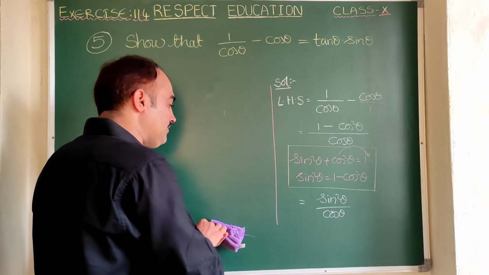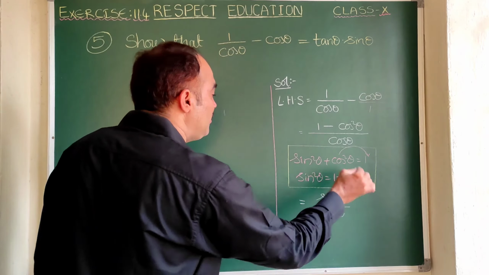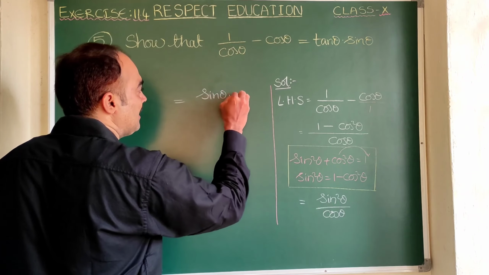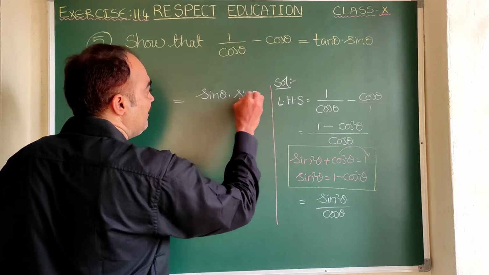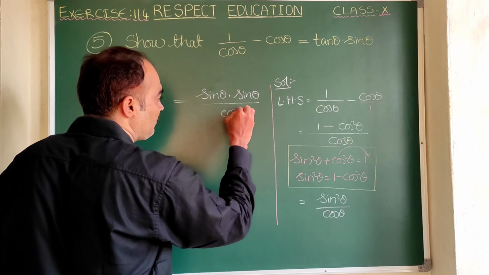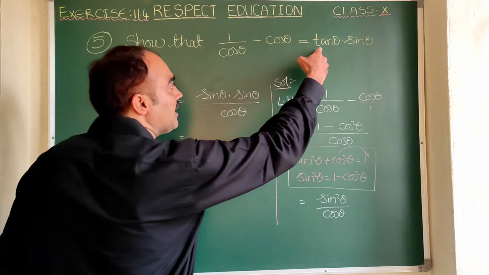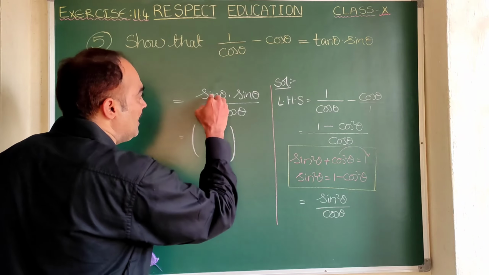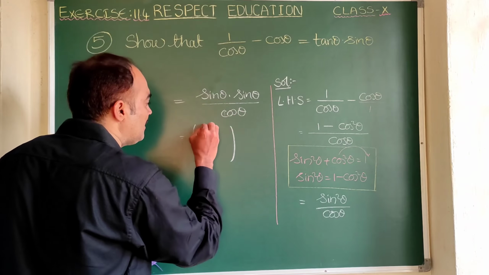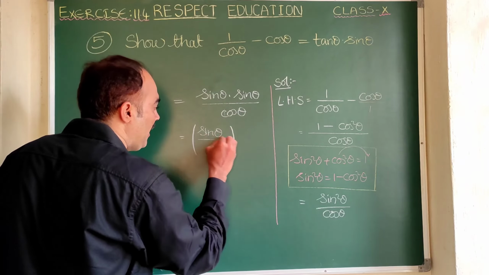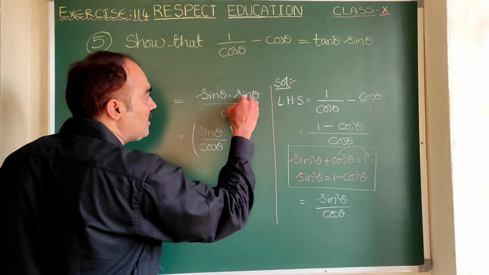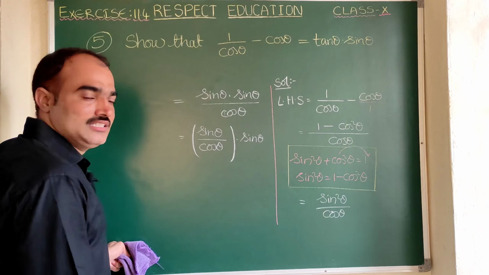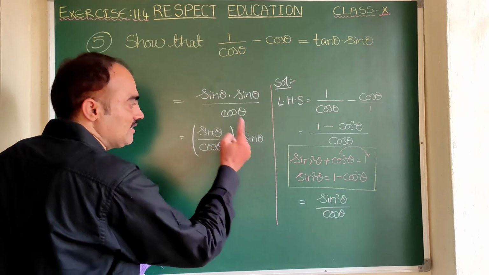Now sin square theta can be written as sin theta into sin theta. So let us write sin square theta as sin theta into sin theta divided by cos theta. Now according to the answer, let us write sin theta and cos theta together. So we can write sin theta by cos theta. Now here what is left? Sin theta. Into sin theta, let us write here. Simple, just write sin theta and sin theta in this way, that's all.